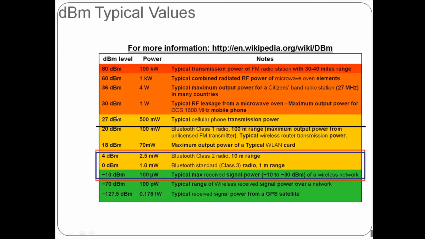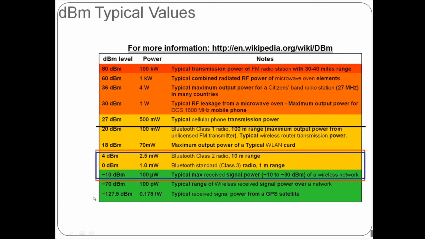See, what is the typical value which is selected? Generally, you see 4 dBm is 2.5 milliwatt. So, the power level is decided for the different applications. Bluetooth standard, class 2 radio, the maximum signal power for the wireless network is minus 10 dBm and all. For all the wireless signal over the network, it is minus 70 dBm.